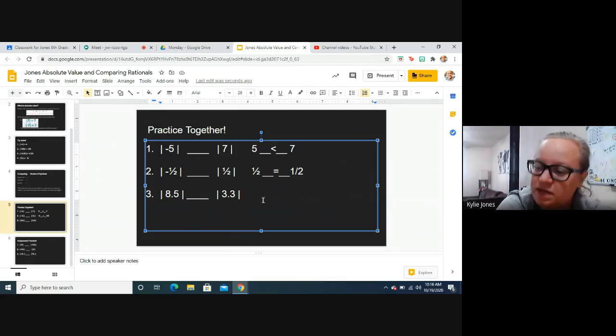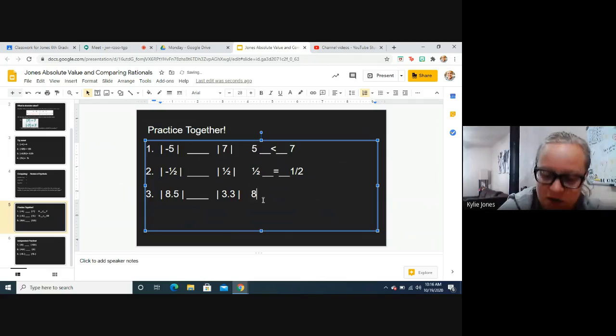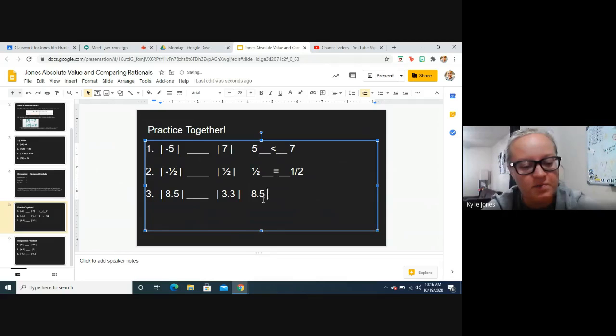And now finally, number 3. This one we have some decimals. We're going to compare some decimals here. First, we need to take the absolute value of these numbers. What is the absolute value of 8.5? Positive 8.5. Good. Not 85. 8.5. There we go. And there's our line right there.